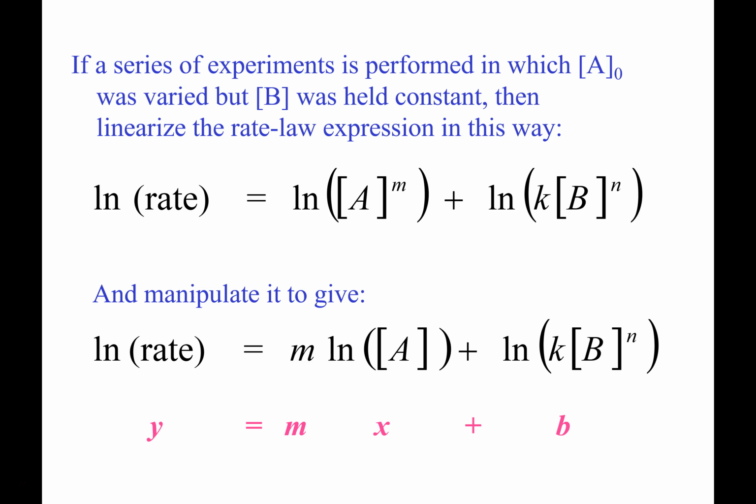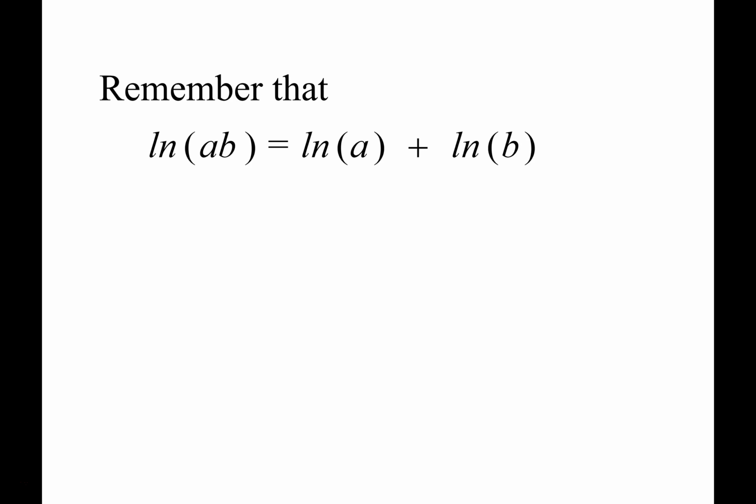So if we plot along the y-axis the natural log of rate, and along the x-axis the natural log of the initial concentration of A, then the slope, isn't this funny, the slope will be equal to m. The slope is equal to the reaction order, okay? So that's kind of cool. That's what you're going to do with your data from tomorrow.